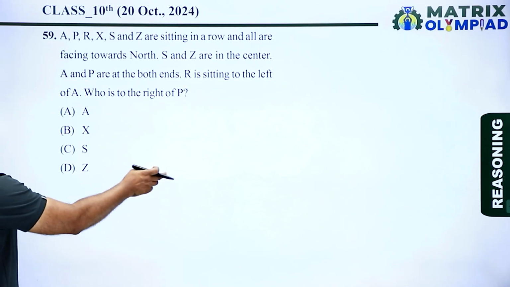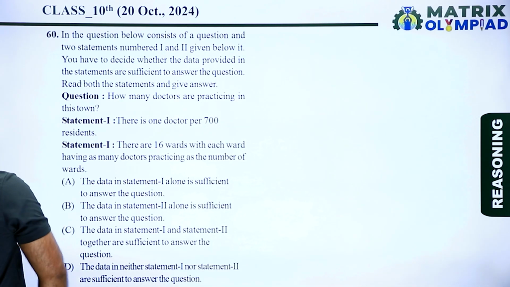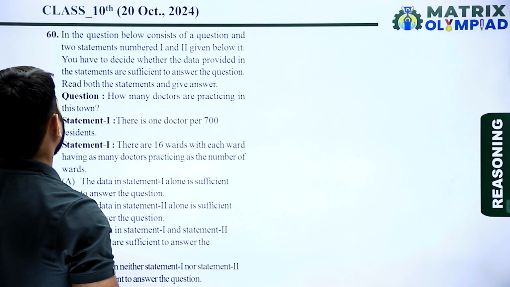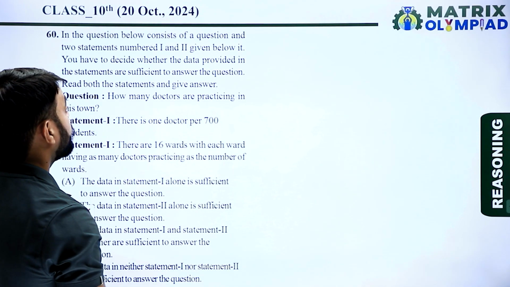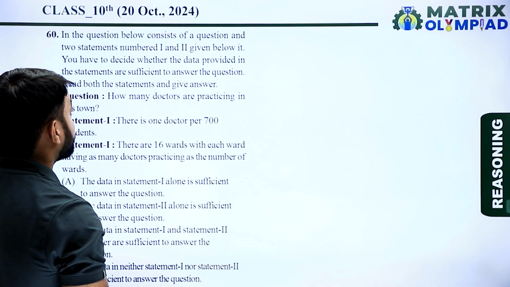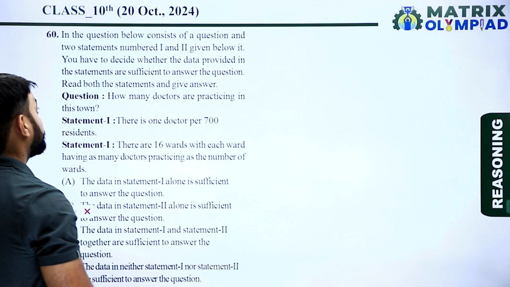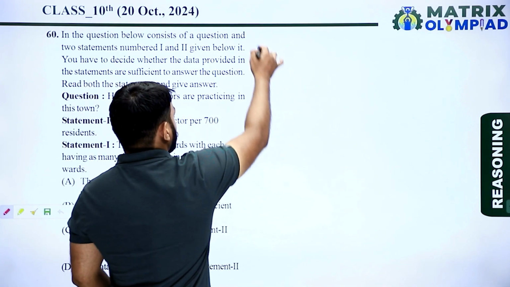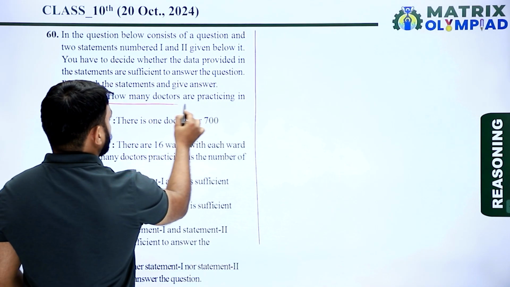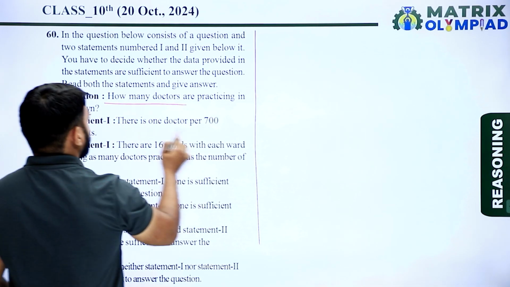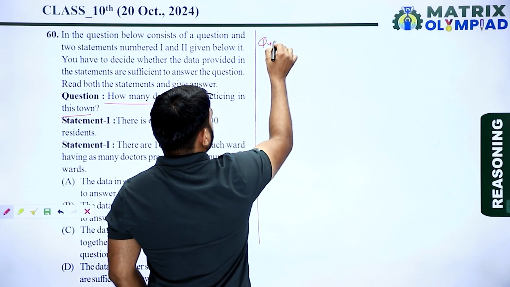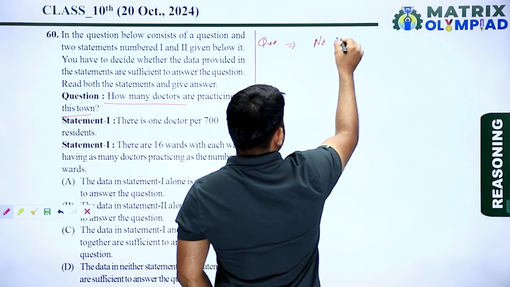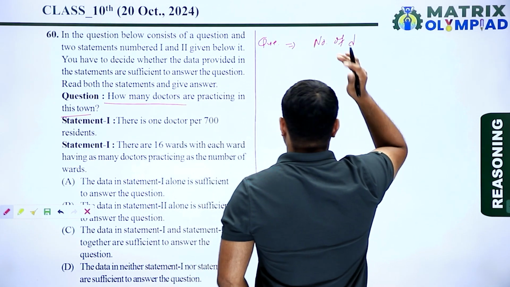Now next question is question number 60. The question below consists of a question and two statements number 1 and 2 given below it. You have to decide whether the data provided in the statements are sufficient to answer the question. Read both the statements and give answer. So question is how many doctors are practicing in this town? So find the total number of doctors who are practicing in this town.